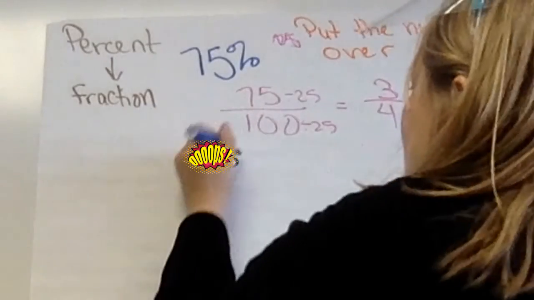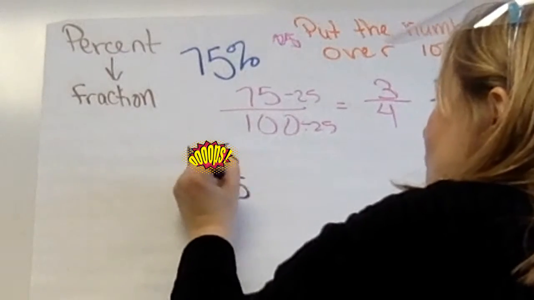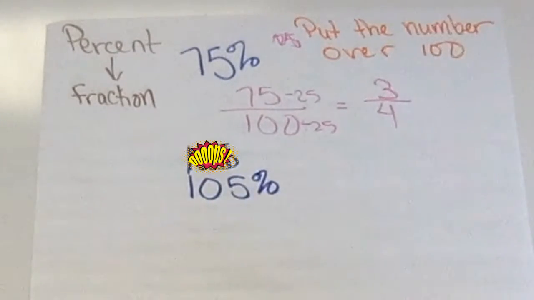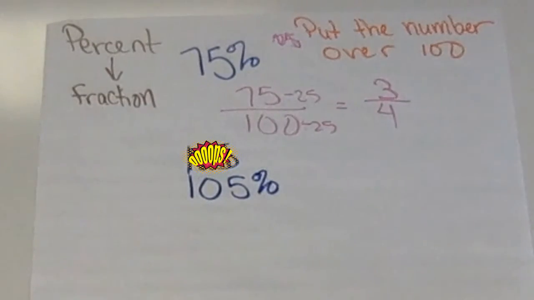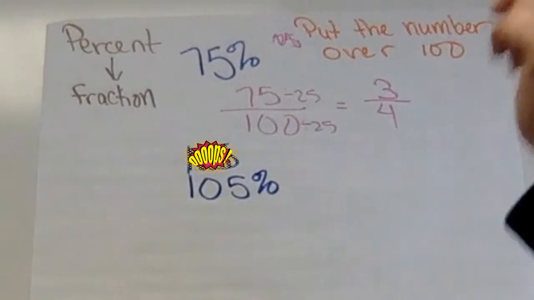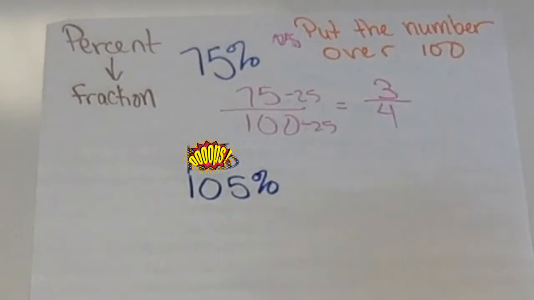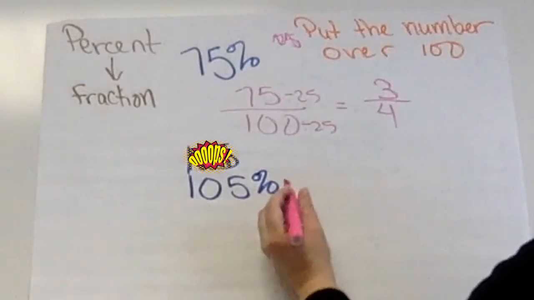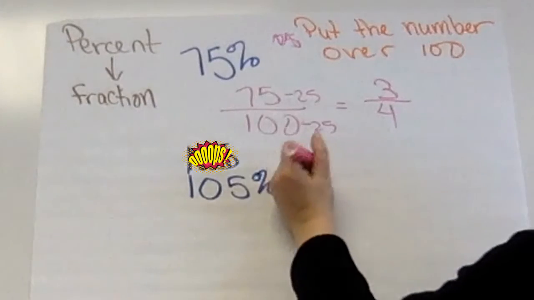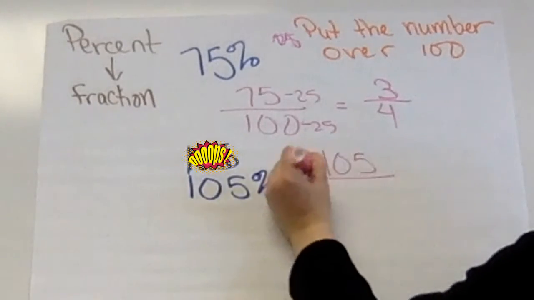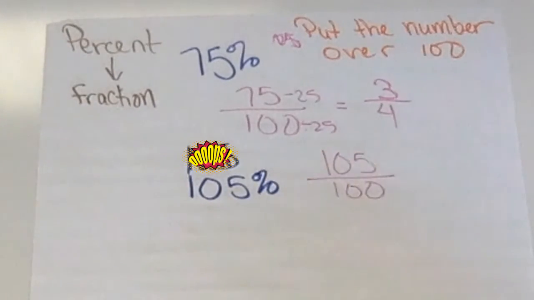And 105%. What would you do with that? You would put it over 200. No, it's actually still always over 100, because percent means 100 parts, per 100. So I'd write 105 over 100, and then you just simplify.